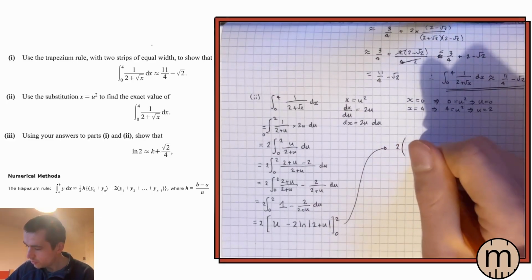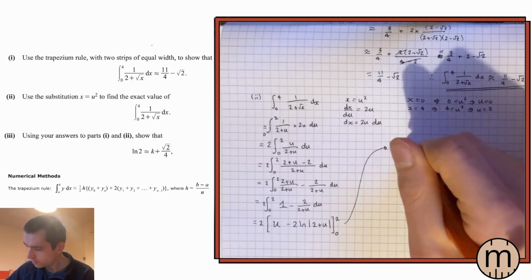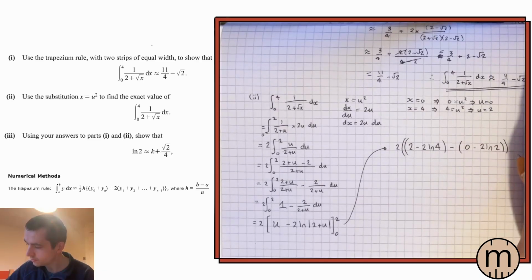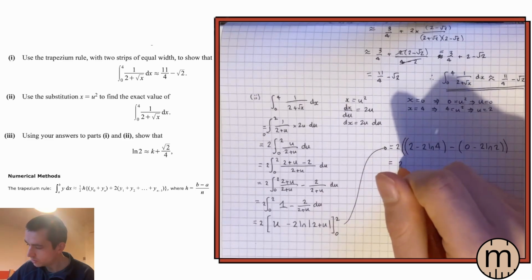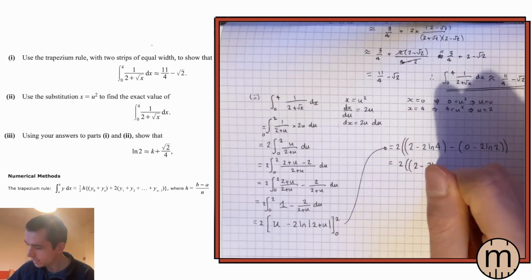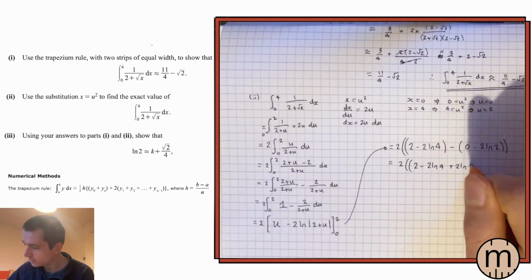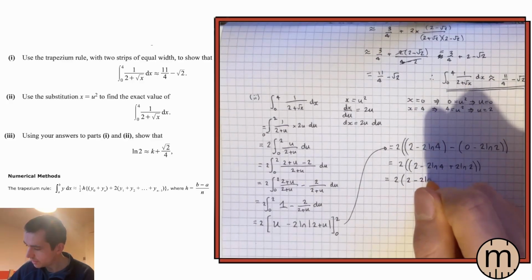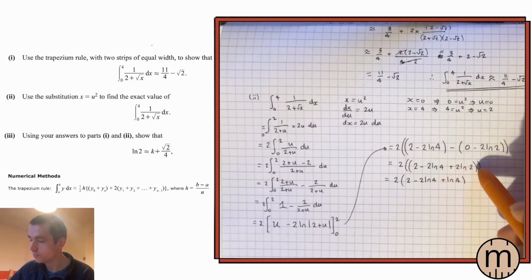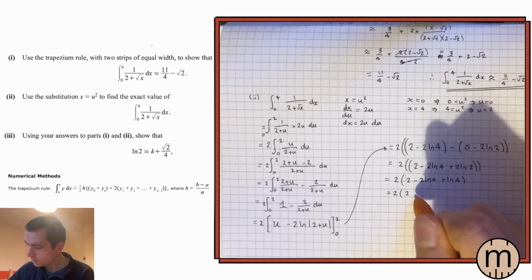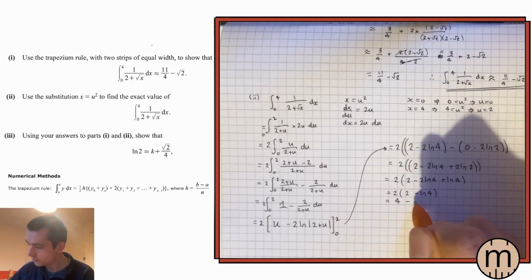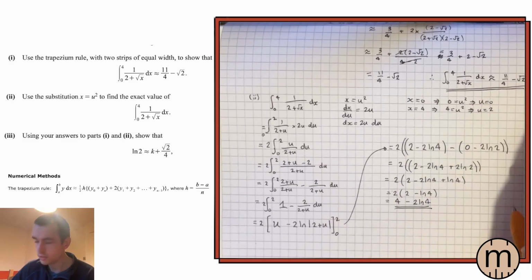So sub in the top limit, 2 minus 2 ln 4, minus, sub in the bottom limit, 0 minus 2 ln 2, which is 2 minus 2 ln 4 plus 2 ln 2. 2 minus 2 ln 4 plus ln 4, use your log rules, move that 2 up. 2 minus ln 4 minus 2 plus 1 is just minus 1, which is equal to 4 minus 2 ln 4. Doesn't look like it answers in any specific way, just an exact answer, so that's all good.